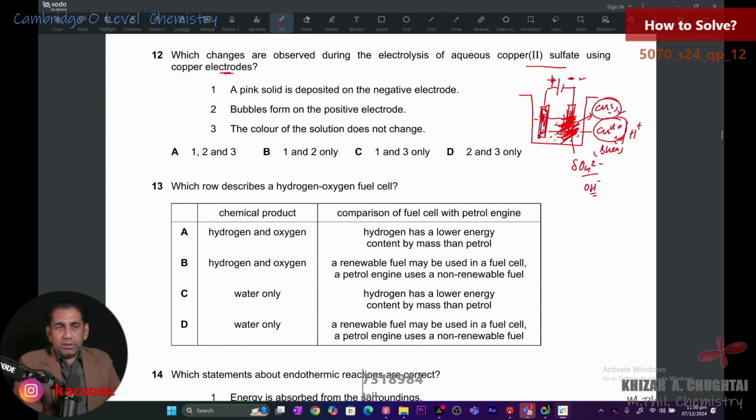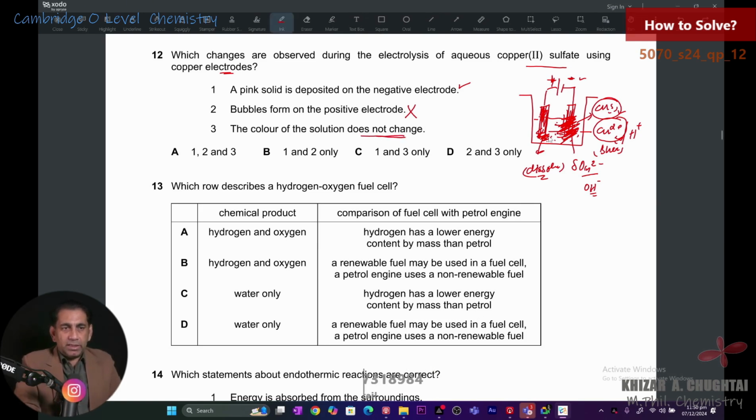On the anode, there will not be any product. It is going to dissolve into the water. Anode will dissolve. Here this anode is a non-inert electrode or non-inert anode. So number one, a pink solid is deposited on the negative electrode. Yes, it is correct. Bubbles form on the positive electrode? No, there is nothing happening on the anode. Anode is just dissolving. Anode is just losing its mass. The color of the solution does not change.